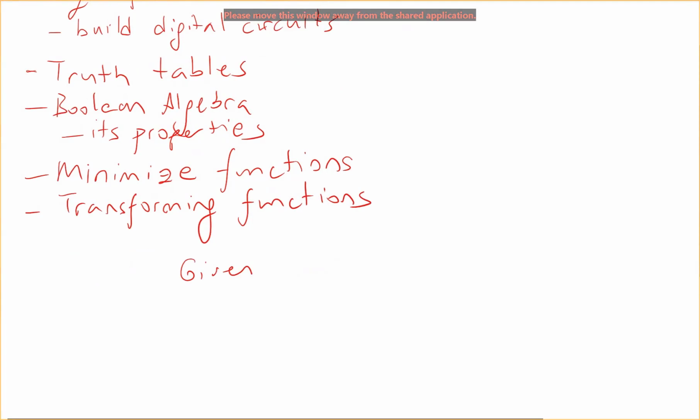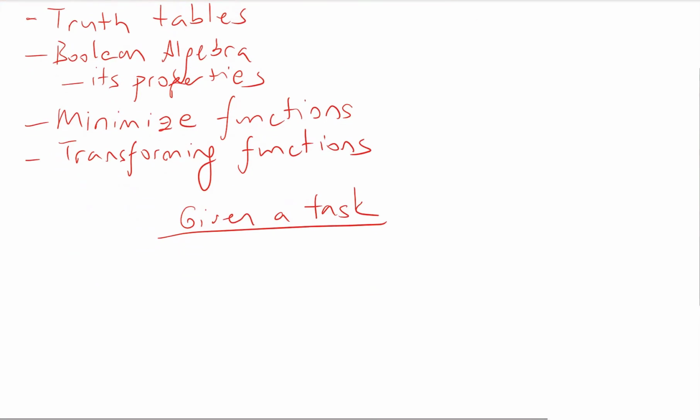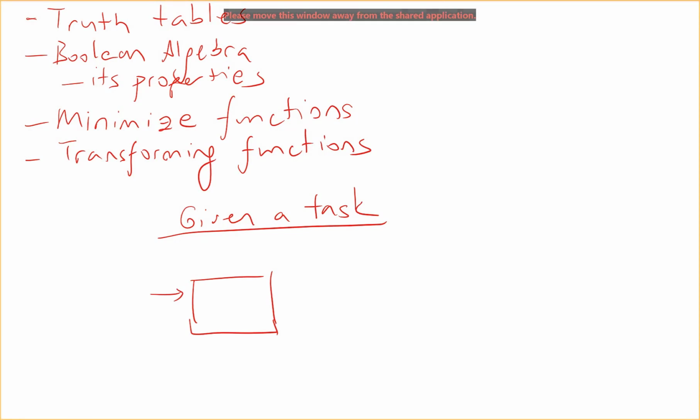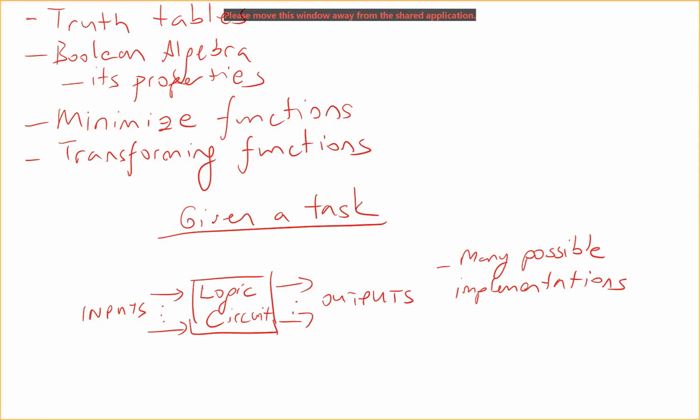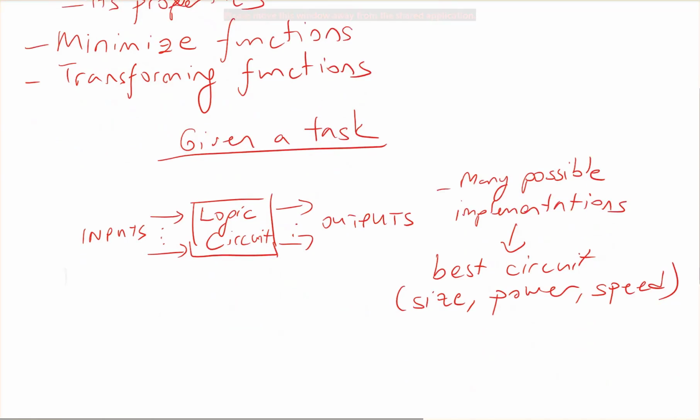So if we are given a task, for example, in this case we will have some kind of inputs here and we will have some outputs, and then we need to design a logic circuit or digital circuit to implement this. But there are many possible implementations. So what we will try to do is design the best circuit, right? Best circuit in terms of size, the minimum size or minimum power, or it could be higher speed, okay? The highest speed that we can get.